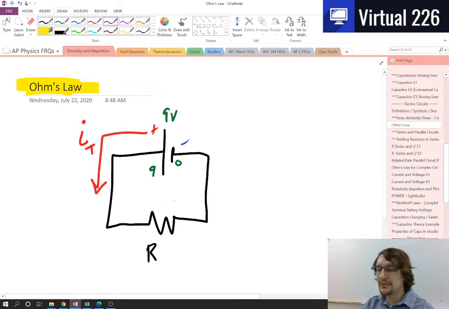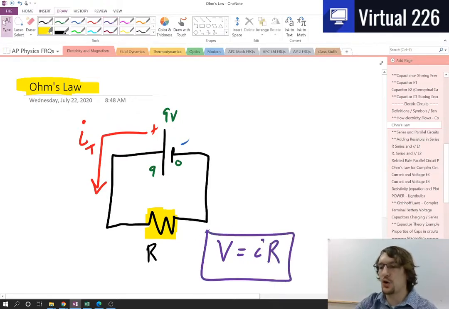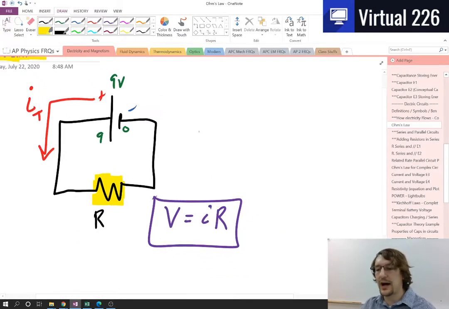And basically, every time we hit a component of a circuit, such as the resistor right here, there is a voltage drop across it. Remember, that voltage drop is the potential. So whenever we go across a resistor, we have a voltage drop equal to the current across it multiplied by the resistance of that resistor. This is Ohm's law, V equals IR.